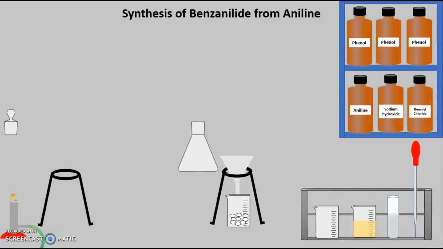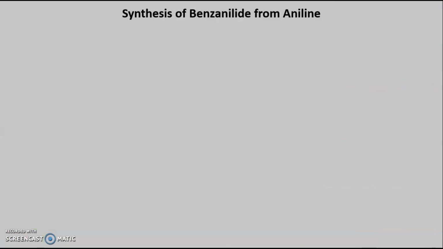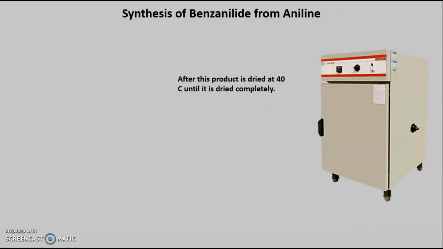Now, the next step after recrystallization is that we have to measure the melting point of this product after drying of the product. Maybe we will dry that product in the air, or we can also dry it in the oven. So, we will dry that product at 40 degrees Celsius in the oven. After complete drying of that product, we are going to carry out the determination of the melting point of that product.